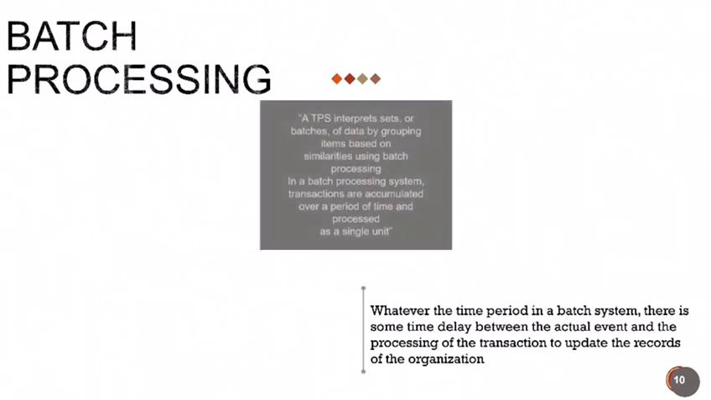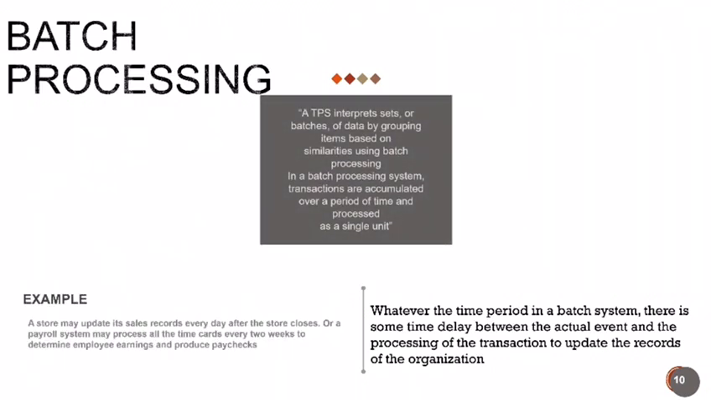Now we're going to talk about batch processing. A TPS interprets sets or batches of data by grouping items based on similarities using batch processing. In a batch processing system, transactions are accumulated over a period of time and processed as a single unit. As an example, a store may update its sales record every day after the store closes, or a payroll system may process all time cards every 2 weeks to determine employee earning and produce paychecks. Whatever the time period in a batch system, there is some time delay between the actual event and the processing of the transaction to update the record of the organization.